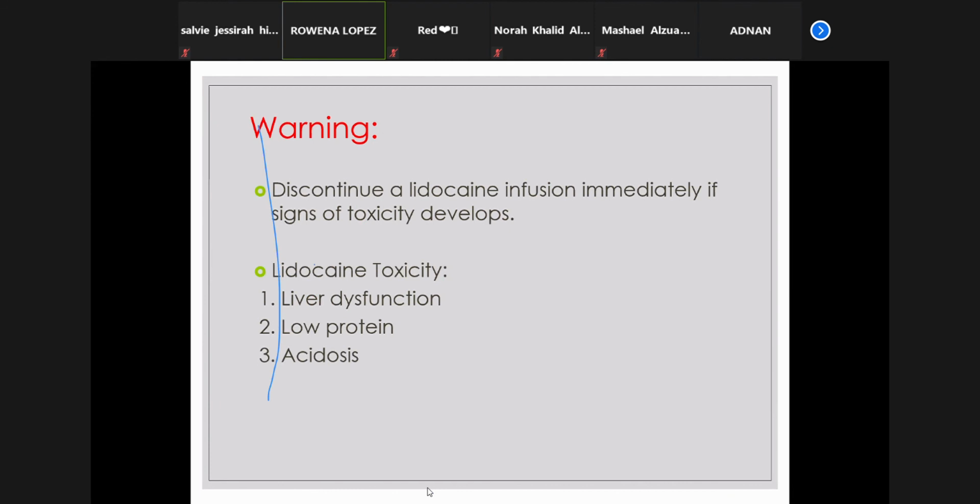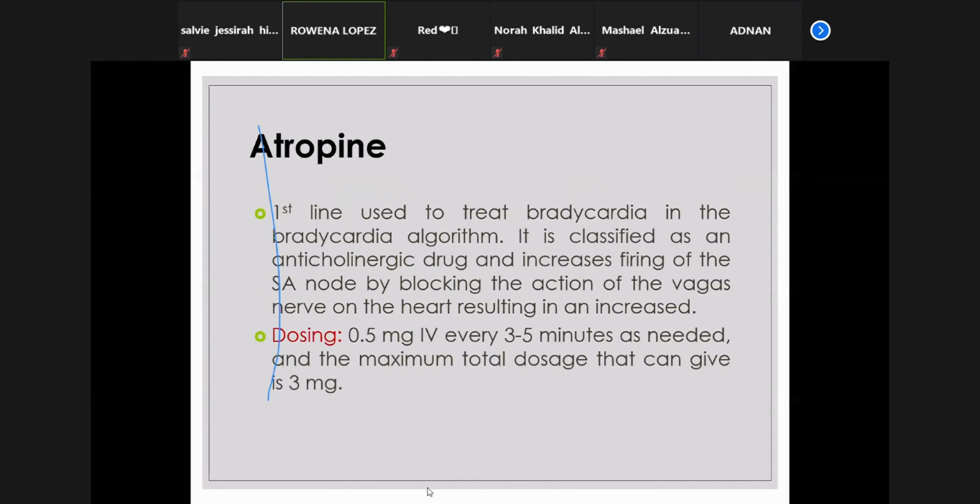Lidocaine toxicity includes liver dysfunction, low protein, and acidosis. So daily we have to check the biochemistry of the patient, and the patient might also have ABGs. So atropine is the first line to treat bradycardia, and the maximum dose is 3 milligrams of atropine. That will be 6 ampoules.